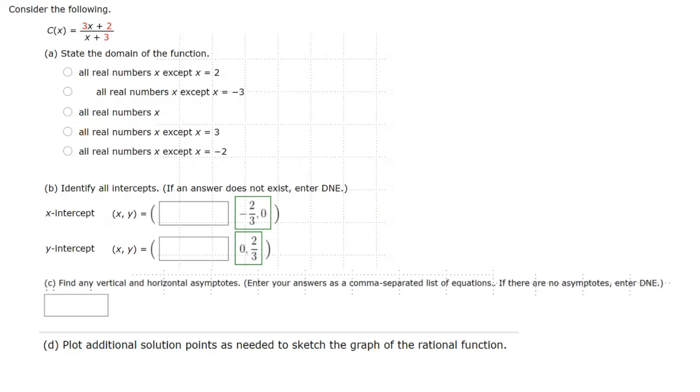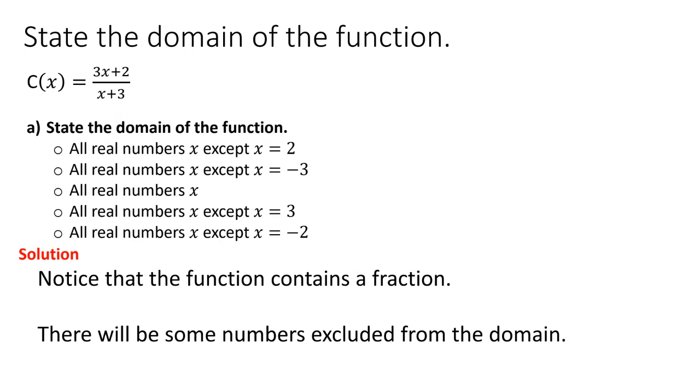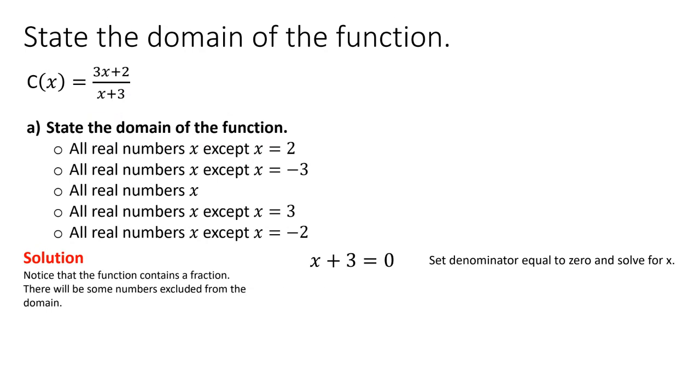Let's look at this function now, 3x plus 2 over x plus 3. Again, we'll go through the same process. First, let's find the domain of the function. Again, we do not want the denominator ever to equal 0. So we see that here, again, we have as a denominator x plus 3.